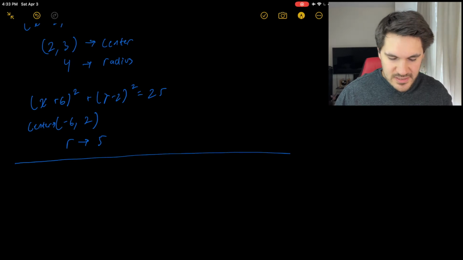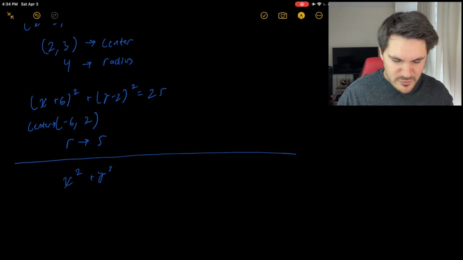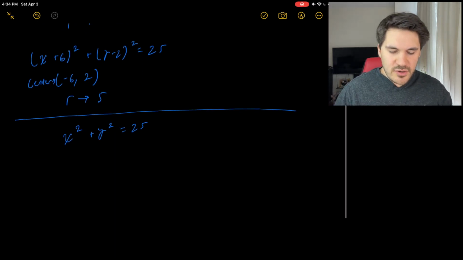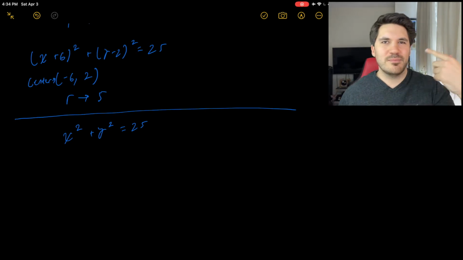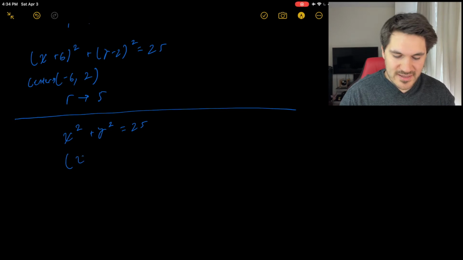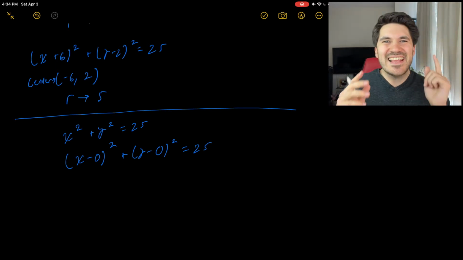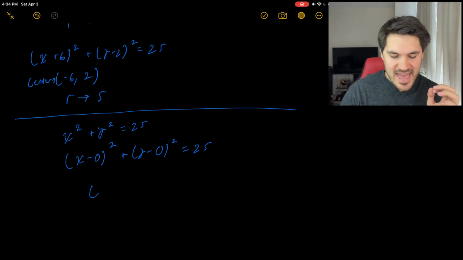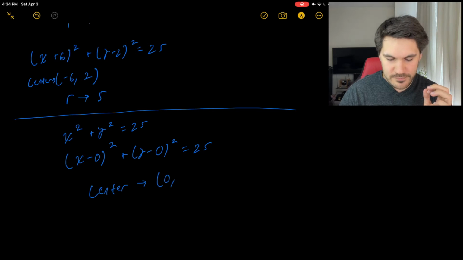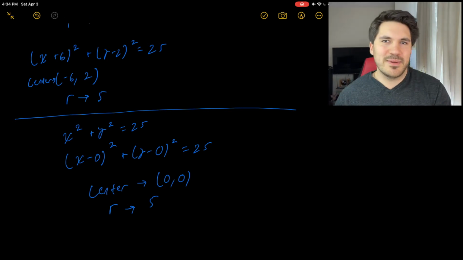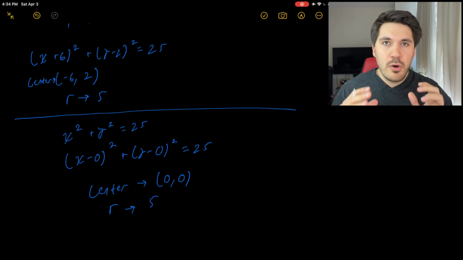Now, you might get something that looks like this. You might get something that simply is x squared plus y squared equals 25. So in this case, nothing's being added to the x and the y, right? So if we were to transform this into the form that we just saw, this might look something like (x minus 0) squared plus (y minus 0) squared equals 25. So this tells us that the center of the circle is simply going to be at (0, 0). And of course the radius is still just 5. Now if you see x squared plus y squared equals 25, you don't have to then write out (x minus 0) squared plus (y minus 0) squared equals 25. I just did that to prove to you why the center is at (0, 0).